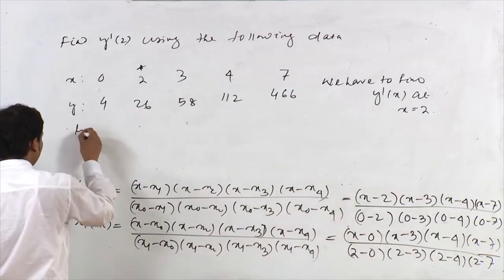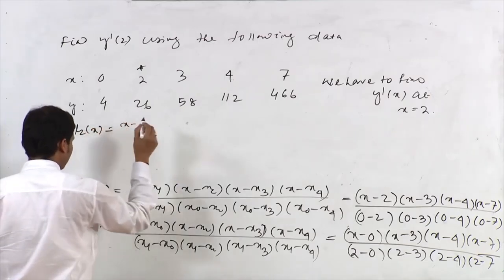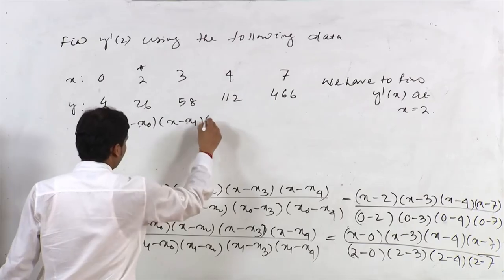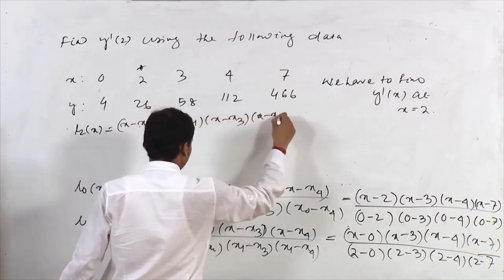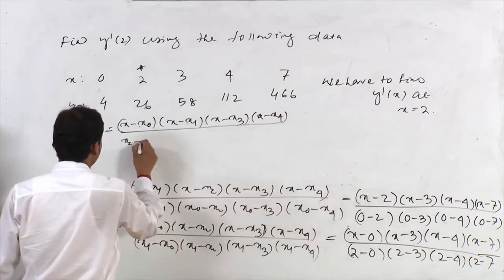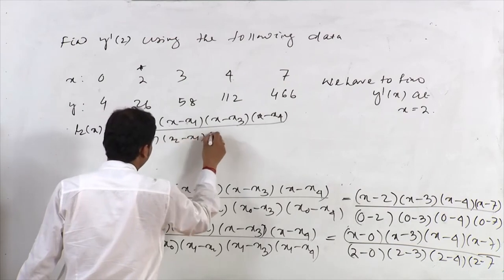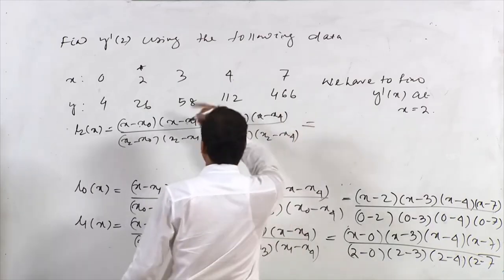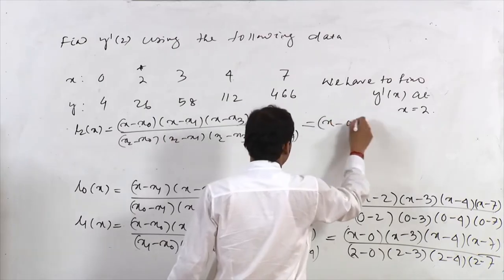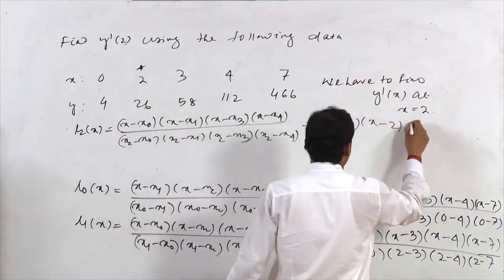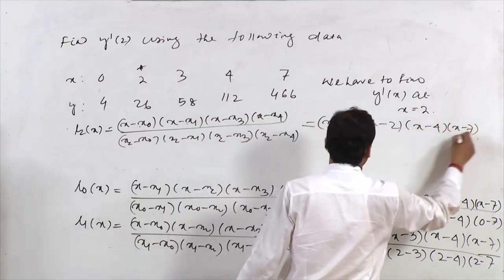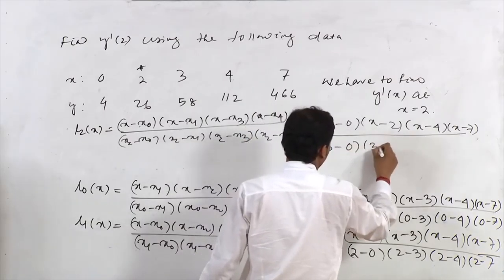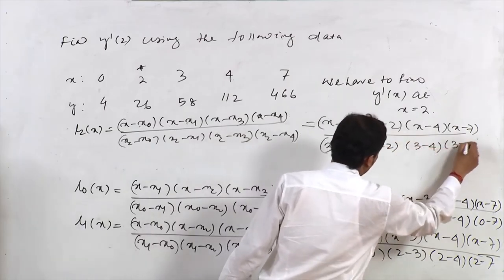Similarly, we can just write L2(x): (x minus x0)(x minus x1)(x minus x3)(x minus x4) divided by (x2 minus x0)(x2 minus x1)(x2 minus x3)(x2 minus x4), and which can be represented in the data points as (x minus 0)(x minus 2)(x minus 4)(x minus 7) divided by, the point is here 3, so (3 minus 0)(3 minus 2)(3 minus 4)(3 minus 7) here.